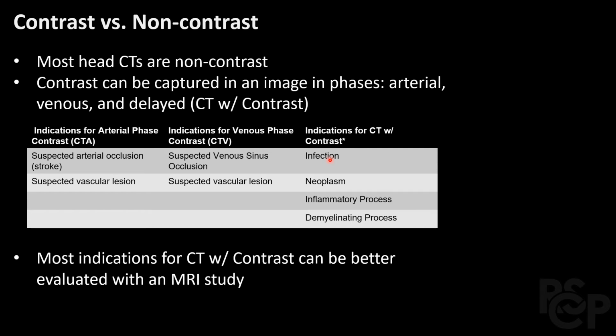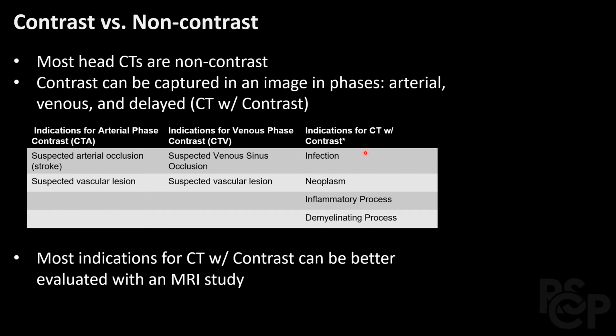Now, if we flash forward a few more seconds and the contrast goes from the patient's arteries to the patient's venous sinuses, and we pause here and take a snapshot, this is what we would consider to be a CTV or a venous phase contrasted study. Now, if you further wait a couple minutes and the contrast perfuses into the patient's brain, this is what we consider to be a CT with contrast.